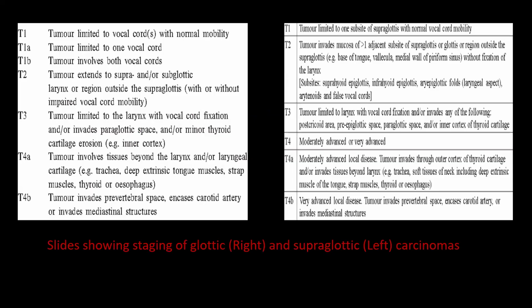As we can see, the staging of the glottic carcinoma on the right and the supraglottic carcinomas on the left, it is mainly suggested that we should write the proper extension because it determines the proper staging and therefore the proper treatment route. As you can see, the T1 staging is usually limited to the same site as in vocal cords. T2 shows extension to the supra or subglottic regions. T3 shows fixed vocal cords and minor thyroid cartilaginous erosions, and T4 usually involves extralaryngeal extensions.